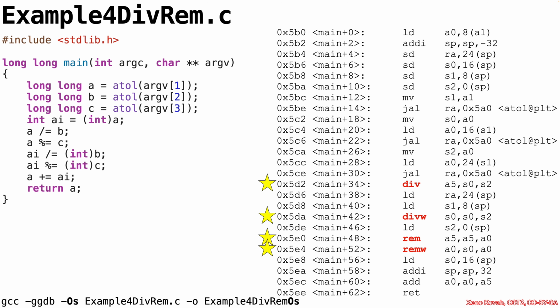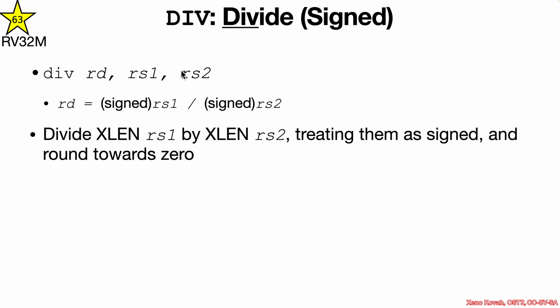4 new assembly instructions: div, divw, rem, and remw. Div is the signed divide. Divide assuming that the operands are signed, and it divides the x-length rs1 divided by x-length rs2. So again, it could be 32, could be 64-bit. Treat them as signed, round towards 0 as usual, right? We just say how many times does rs2 go into rs1 evenly, not creating a floating point decimal version. So round it towards 0 and store the result into the destination register.